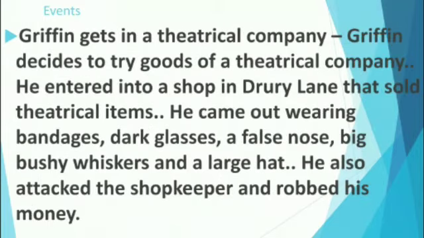Griffin gets in a theatrical company. Griffin decided to try the goods of a theatrical company. So, he reached Drury Lane and entered into a shop that sold theatrical items. A little later, he came out wearing bandages, dark glasses, a false nose, big bushy whiskers, and a large hat. Then he attacked the shopkeeper and also robbed his money.